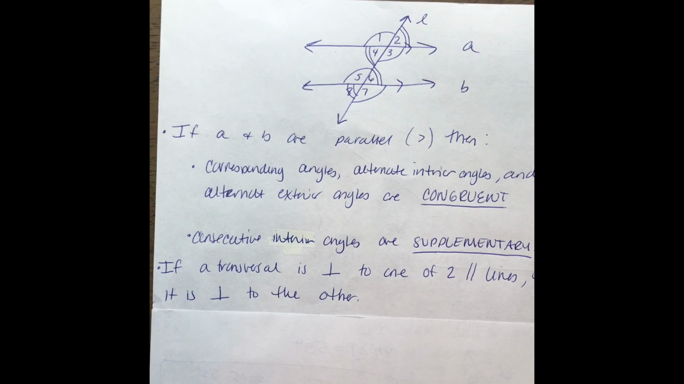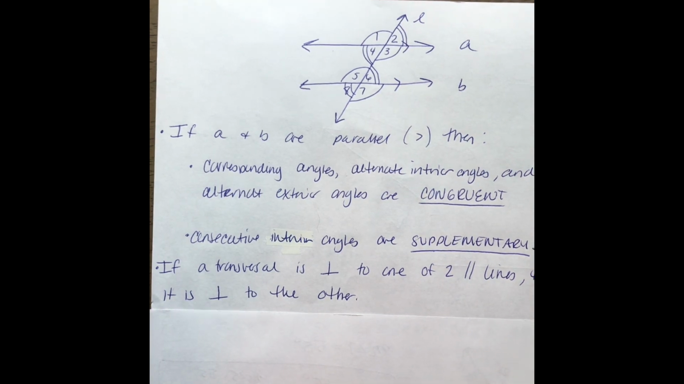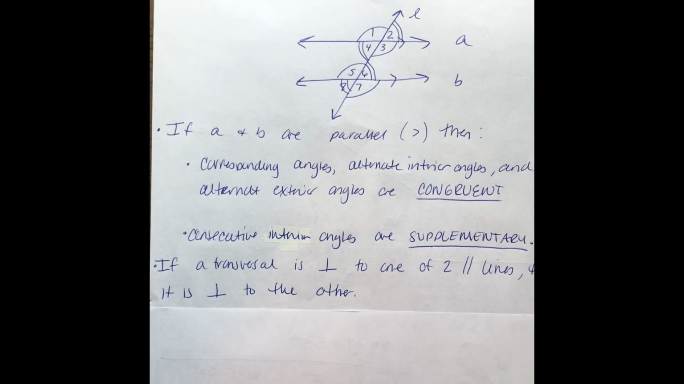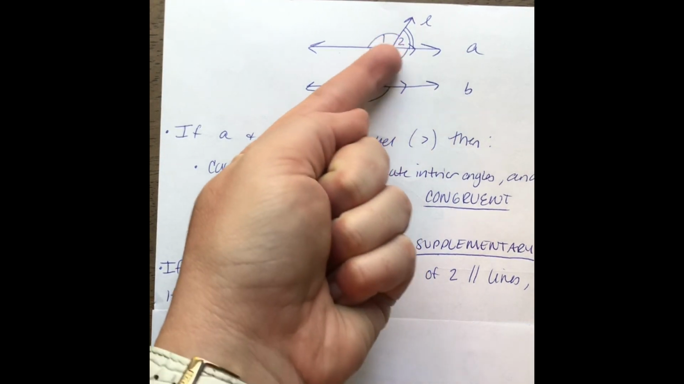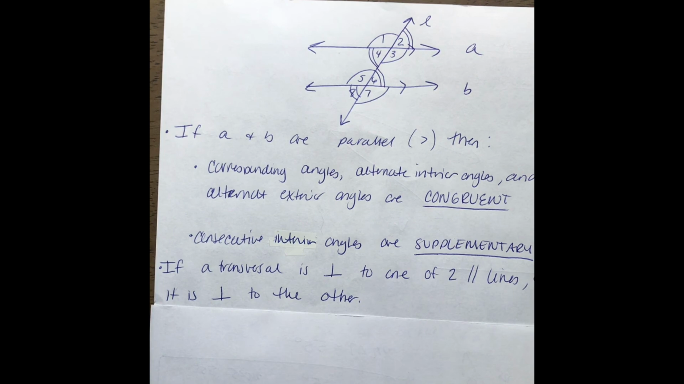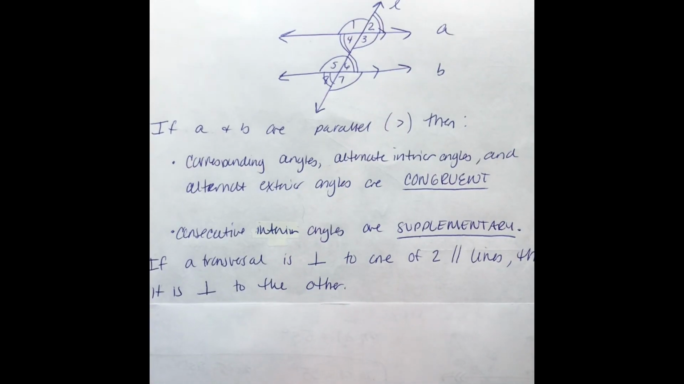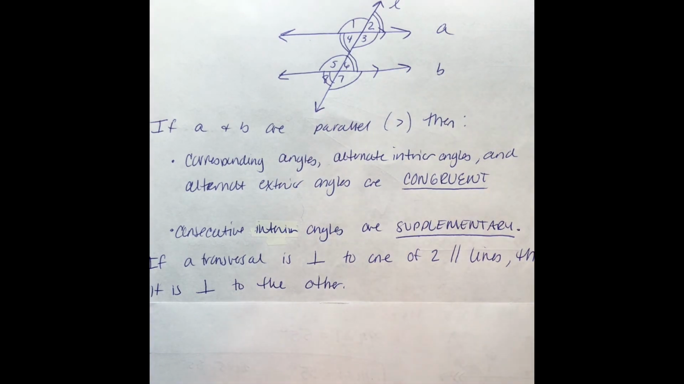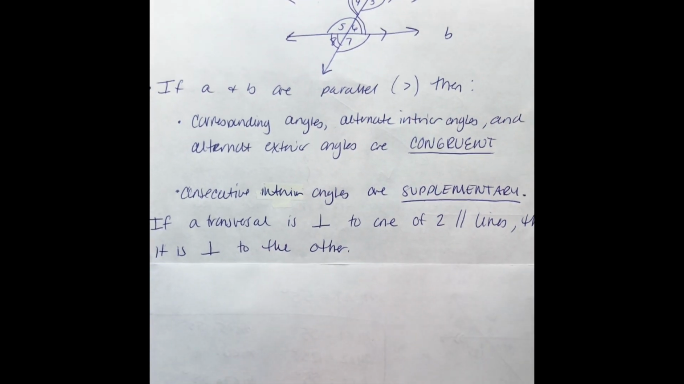Then, based on those special angles, if lines A and B are parallel, and we know they are parallel because you see this one mark and one mark right there, that indicates they are parallel, we know that the corresponding angles, alternate interior angles, and alternate exterior angles are congruent, and that the consecutive interior angles are supplementary. Then if one transversal is perpendicular to one of the two parallel lines, it's also perpendicular to the other.